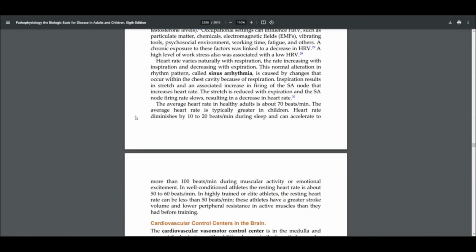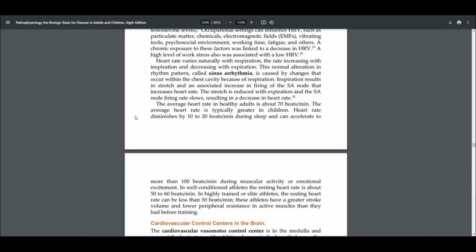Heart rate varies naturally with respiration. The rate increases with inspiration and decreases with expiration. This normal alteration in rhythm pattern, called sinus arrhythmia, is caused by changes that occur within the chest cavity because of respiration. Inspiration results in stretch and an associated increase in firing of the SA node that increases heart rate. The stretch is reduced with expiration, and the SA node firing rate slows, resulting in a decrease in heart rate.